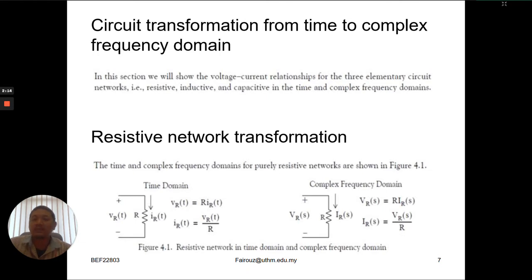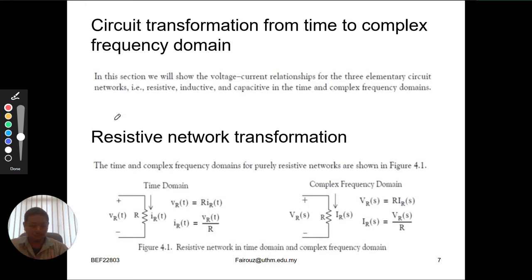First we look at the resistive network transformation. Let's look at the R component, the resistive component. So we have the resistor. This is the resistor in time domain.